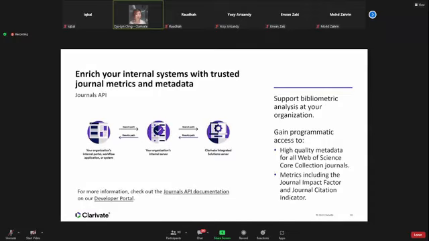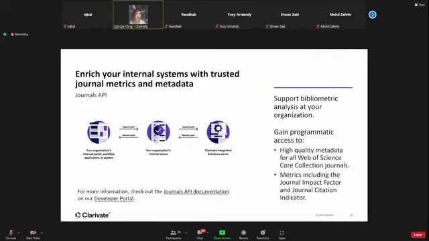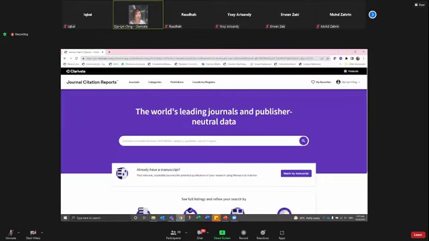Okay. And finally, if you do want to integrate some of this journal level data, journal metrics, into your own internal UTHM systems, for example, there is a journals API available, and it is a subscription-based API. So do reach out if you're keen to get this integrated into your systems. Okay. So now let me go into the walkthrough so that I can take you through the system before we go into questions.